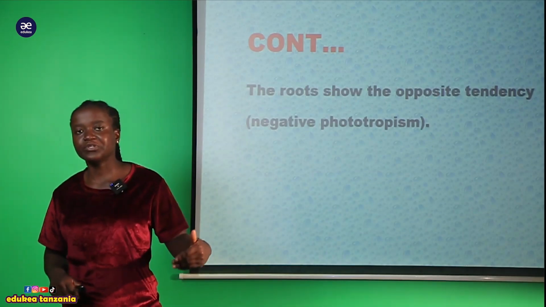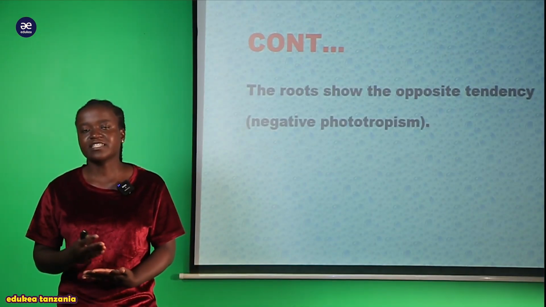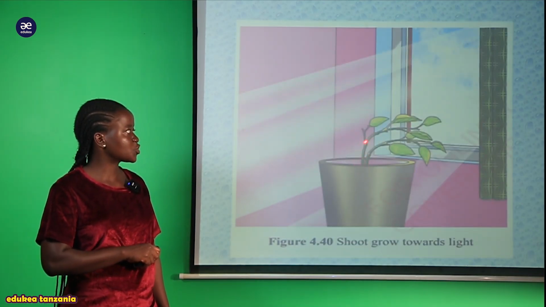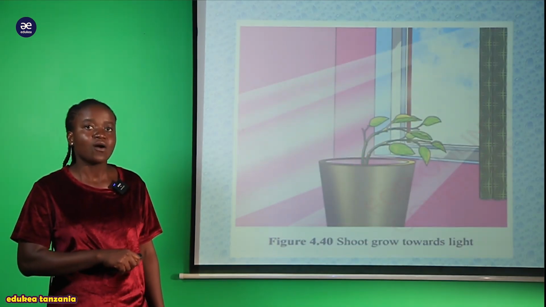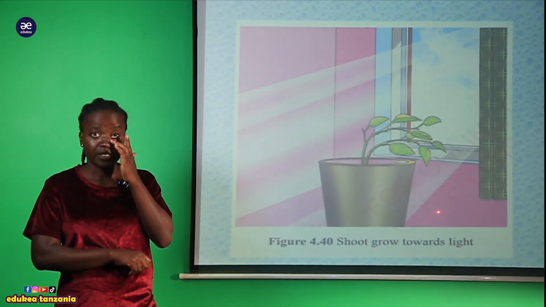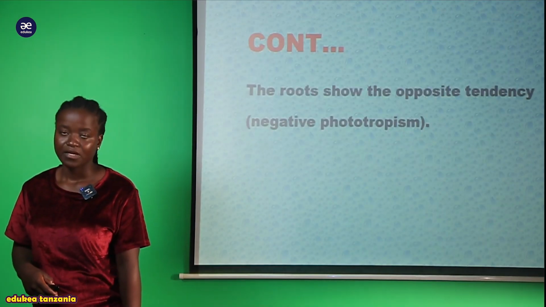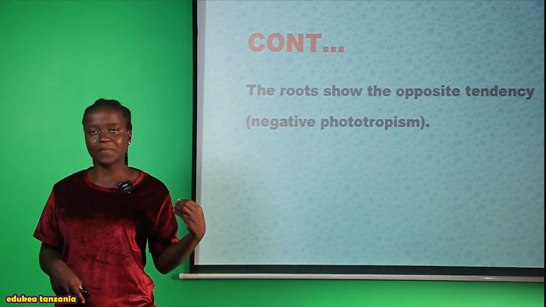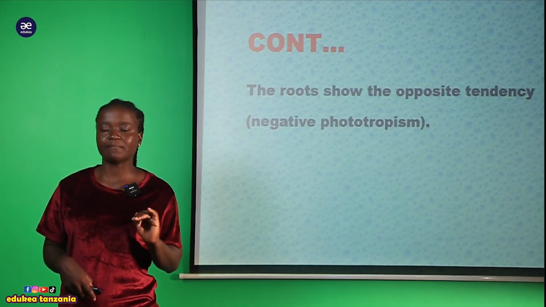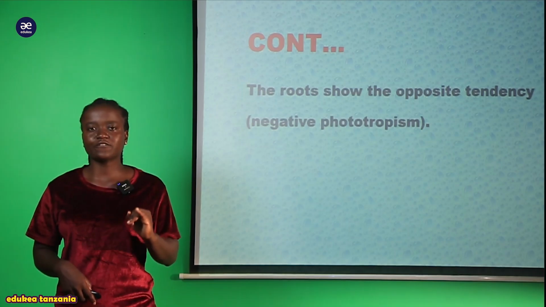Kwa maana kwamba hile root ina move away from the source of the stimulus, that is light. So now you can see here, while the shoot moves toward the direction of the light, the root tends to go away from the source of light. So here ndio bring about negative phototropism. But apart from phototropic movement, I have said that we have almost three kinds of tropism. The first is the phototropic movement, or we can say phototropism.